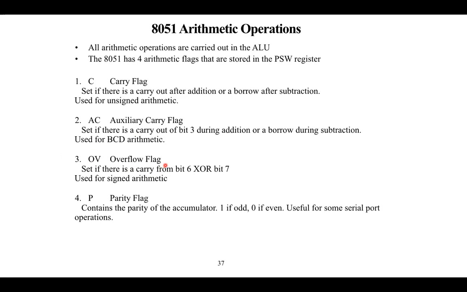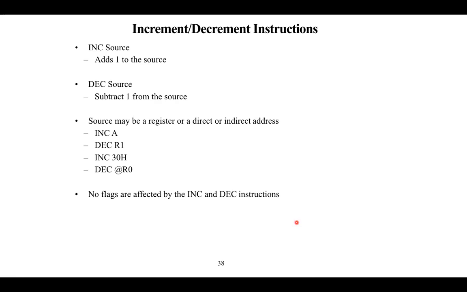OV, the overflow flag, is set if there is a carry from bit 6 XOR bit 7, used for signed arithmetic. P, the parity flag, is the same as that of the microprocessor. It contains the parity of the accumulator: 1 if it is odd, 0 if it is even. Useful for serial port operation.